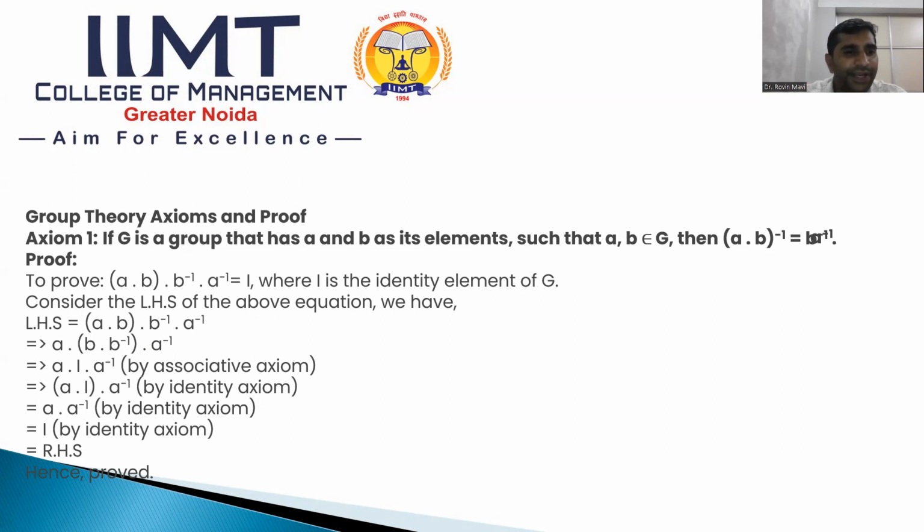Under associative law, a dot I dot a inverse. By associative law, b into b inverse is equal to identity, and a into a inverse is equal to identity, and a dot I is equal to a. So a dot I dot a inverse, a dot I is equal to a, giving a dot a inverse, and by identity law this is equal to I.